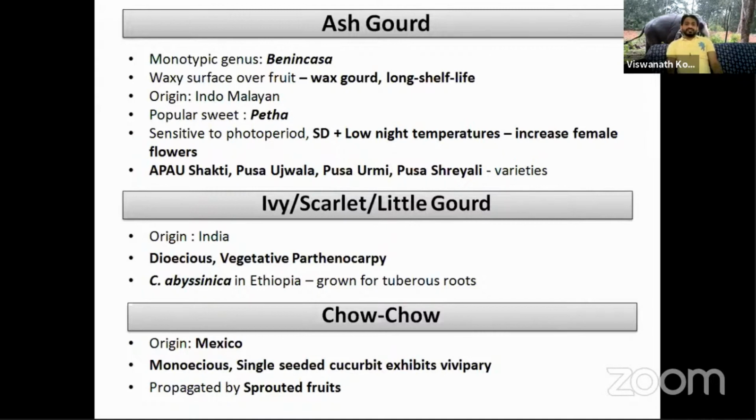And chocho, it originated in Mexico. This is the most commonly asked question. What is the origin of chocho? That is Mexico. One of the most common questions. So chocho is monoecious and it is a single seeded cucurbit.